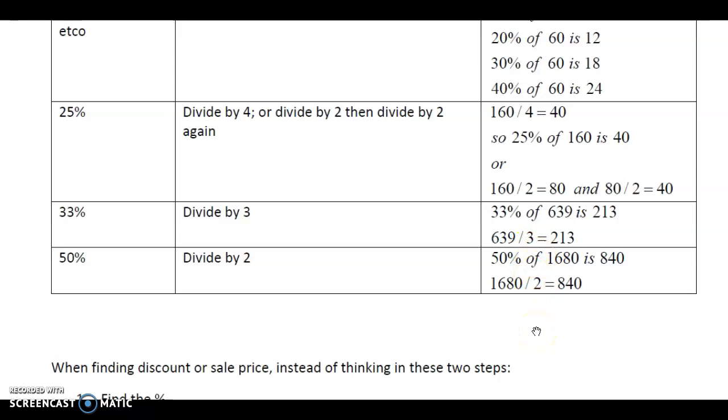All right, and then finally here, the last percent that I gave you an example for estimation is 50%. I think most of you are comfortable with this, that if you want to find 50% of something, you divide by 2. So 50% of 1,680 would be 840, and that is just shown here as well. I divide that by 2.